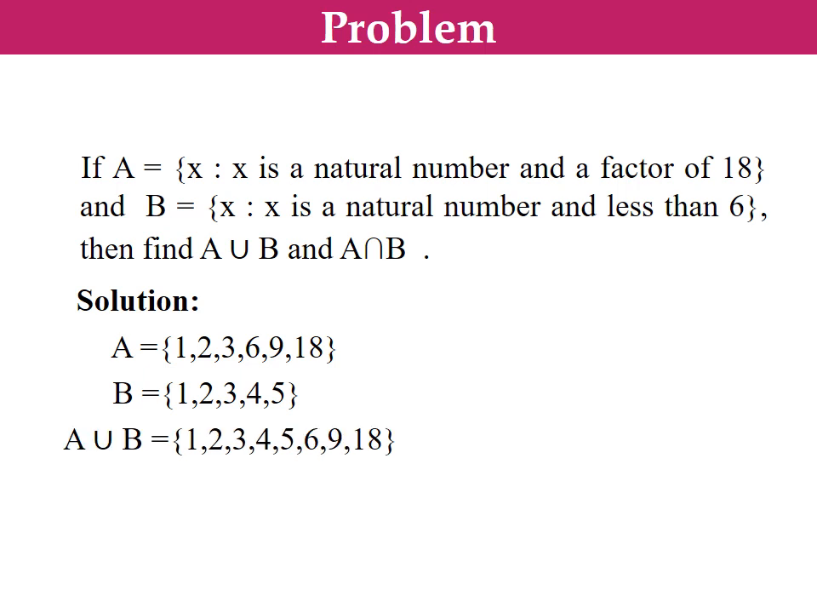What is A union B? While we are writing, you just combine the numbers. If terms are repeated, take them only once. A intersection B means 1, 2, 3.